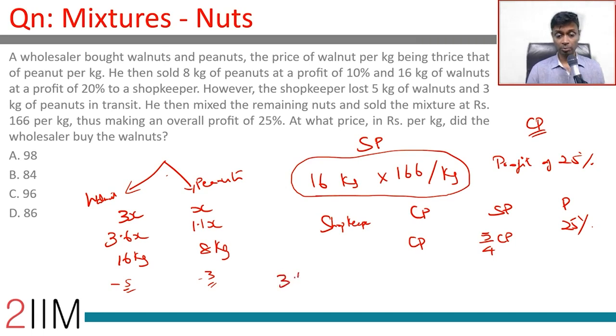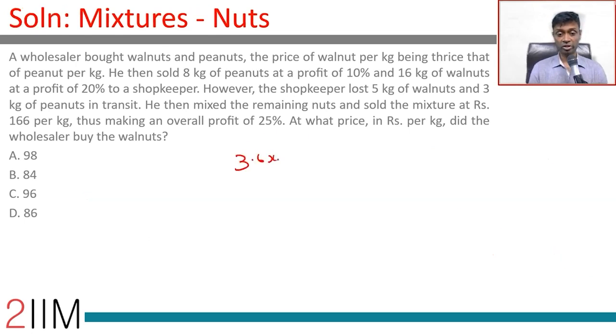So 3.6 into 16, 3.6x into 16 plus 1.1 into 8 into x. This whole thing into 5 by 4 is 16 into 166. Solve this methodically, thoroughly. So I'm going to write this down. 3.6x into 16 plus 8.8x, the whole thing into 5 by 4 equals 166 into 16.